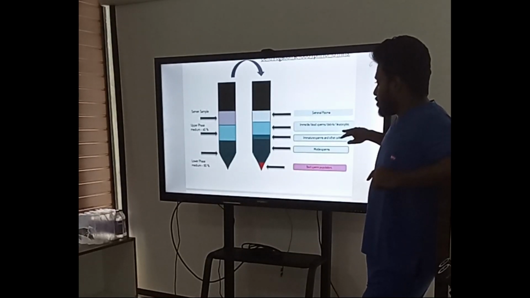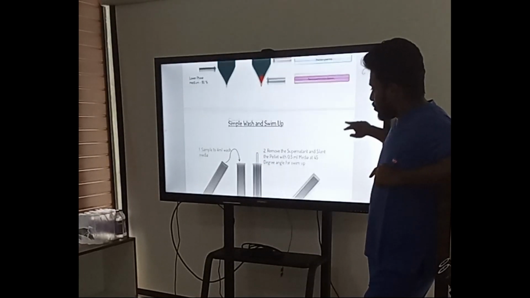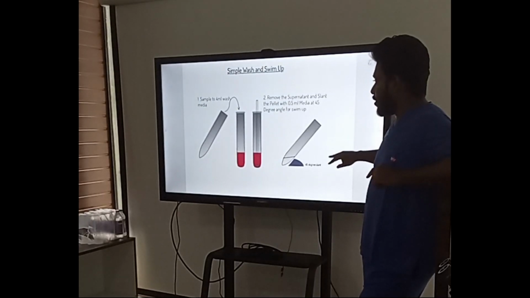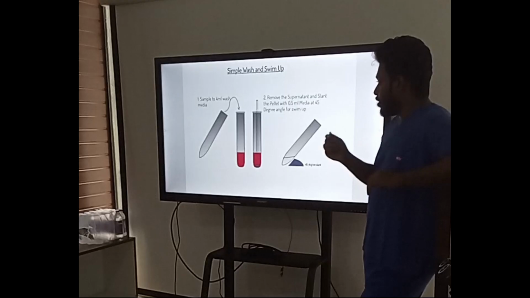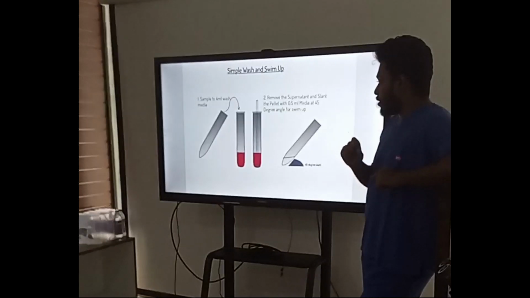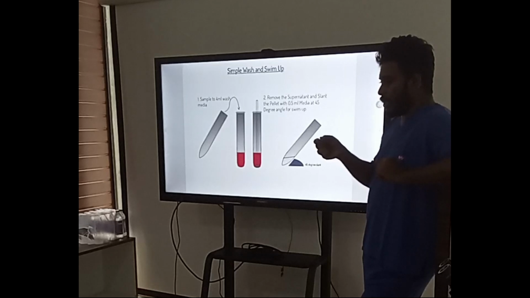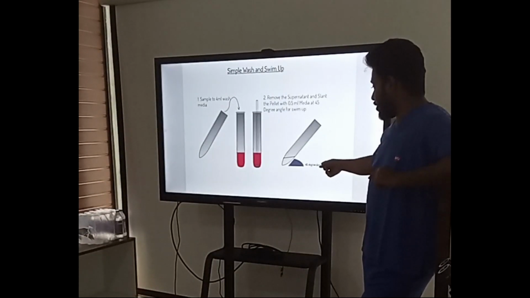So simple wash is nothing but you just have to take 1 ml of sample into 4 ml of washing solution, washing media, that is buffer, mix it properly, centrifuge it for 5 minutes, then take only the pellet, layer it above the HEPES buffer of around 0.5 ml, and keep it in a slanting direction.